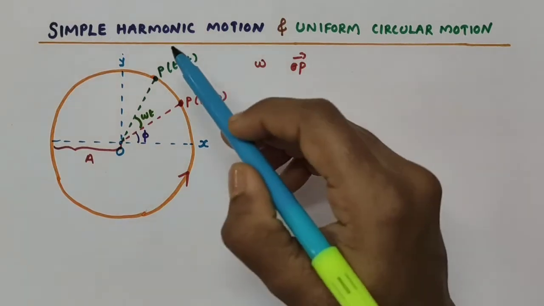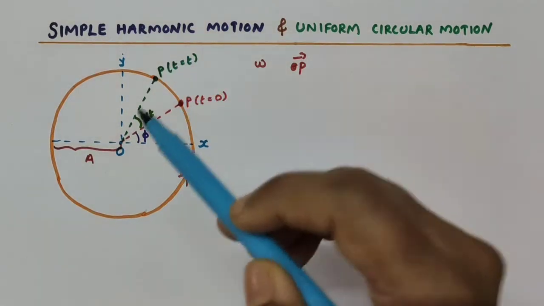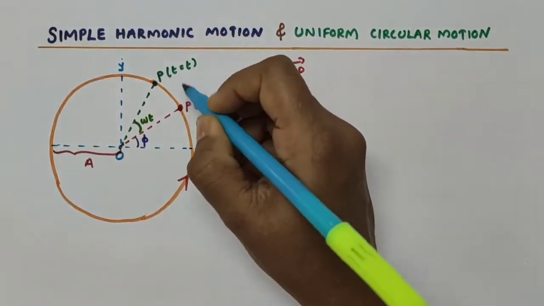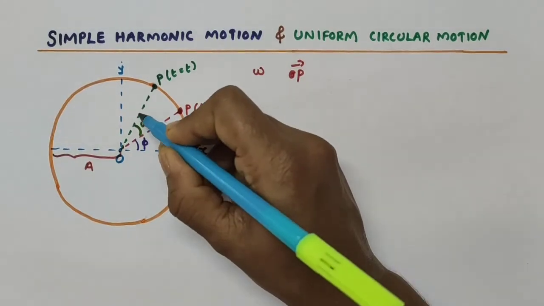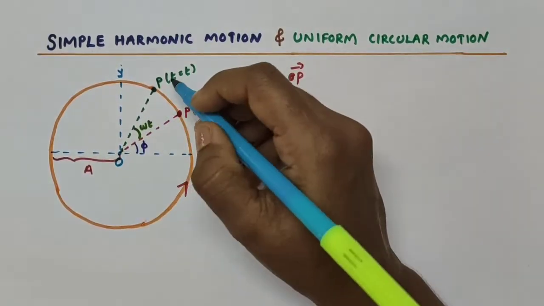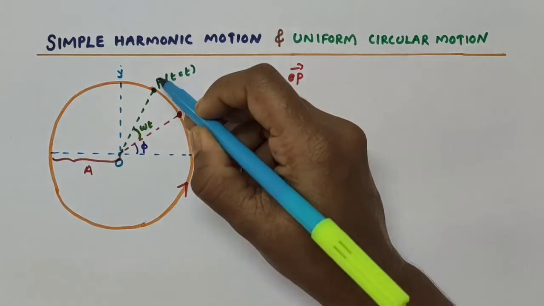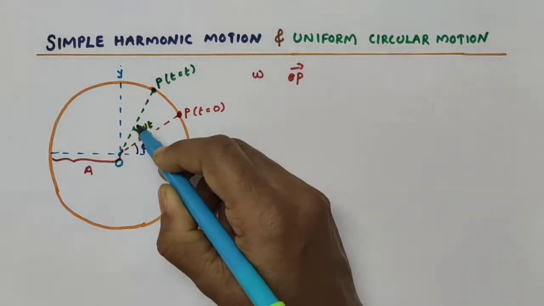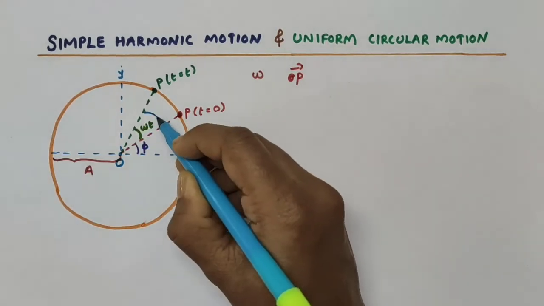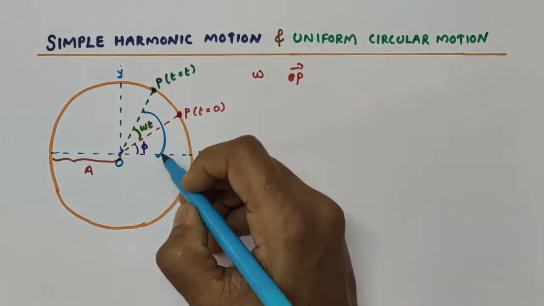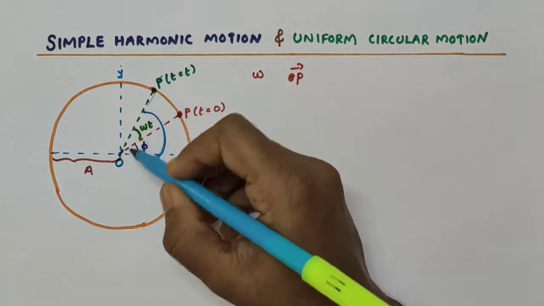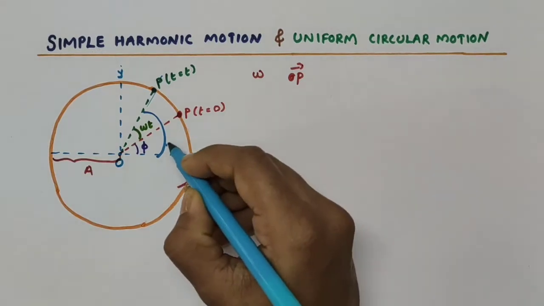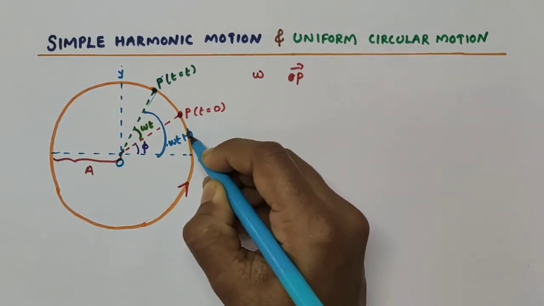Now, let the particle, which is initially here, after some time t cover a further angle omega t. Now its position vector makes an angle omega t plus phi with the x-axis. This angle is omega t, this angle is phi, so the angle made by the position vector of this particle in time t with the positive x-axis is omega t plus phi.